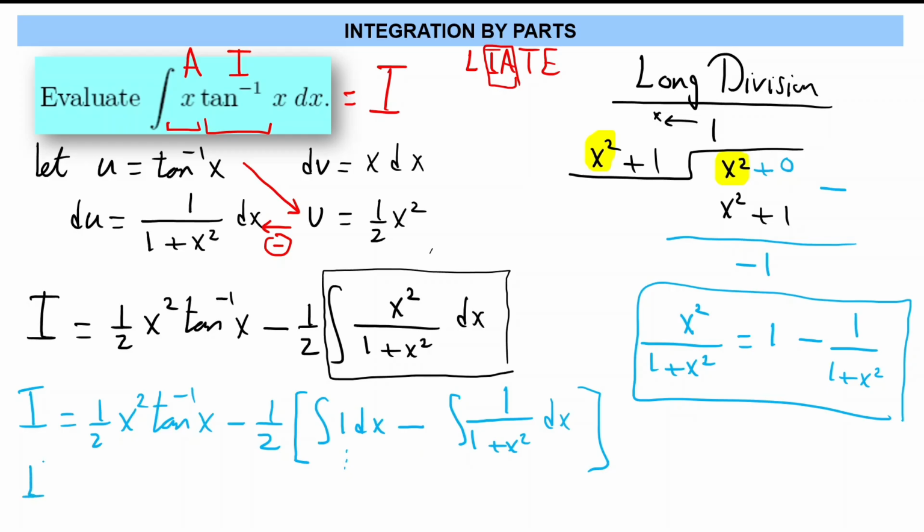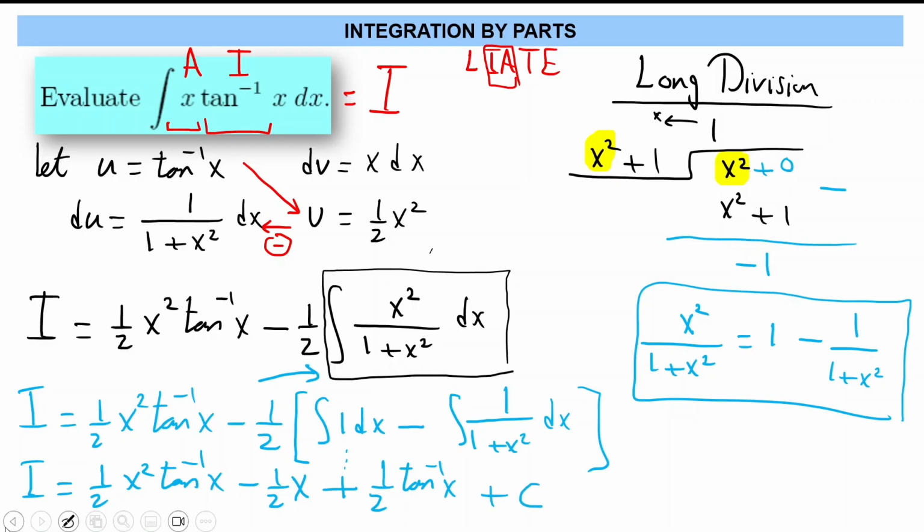So now I is equal to half x squared tan inverse of x minus half. I'll distribute the minus half while doing the integration. So this integration is x times negative half, so it's negative half x. Negative half times negative 1 is plus half. And this integration, we know it from the rules, it's tan inverse x. And don't forget to add the constant. So this is the result for this question.